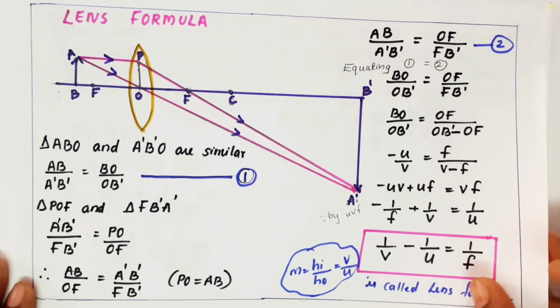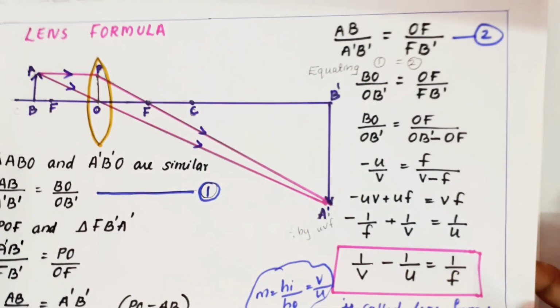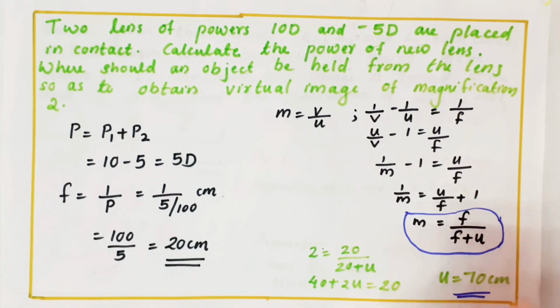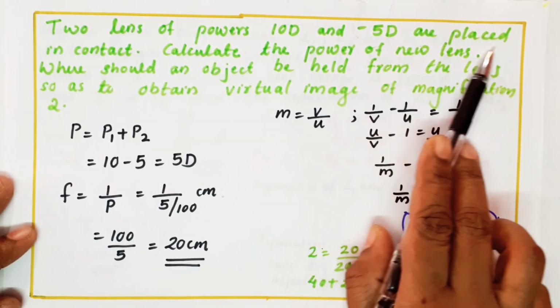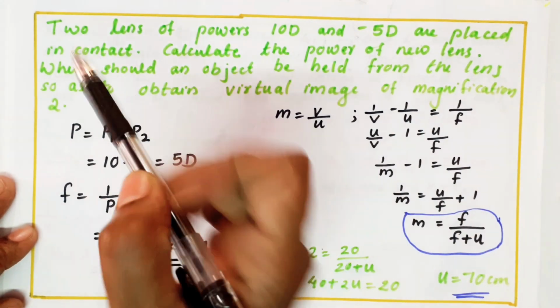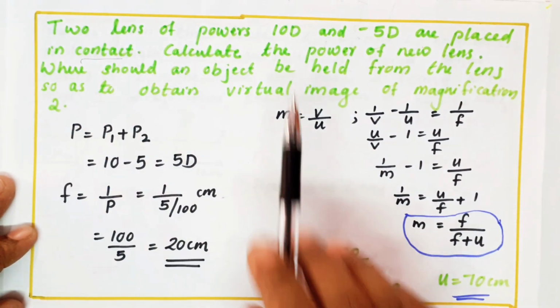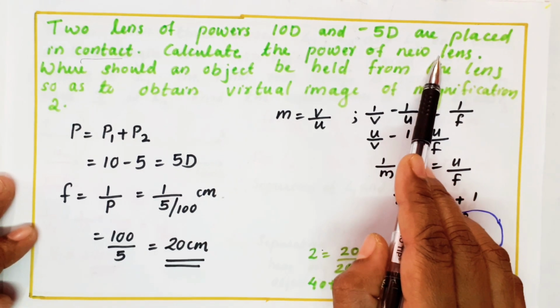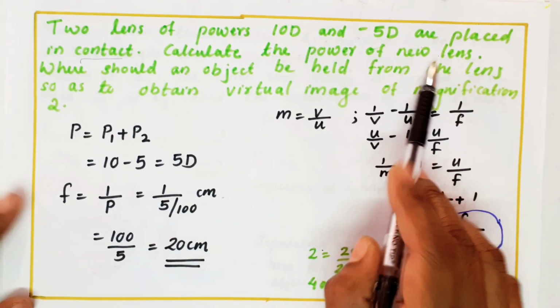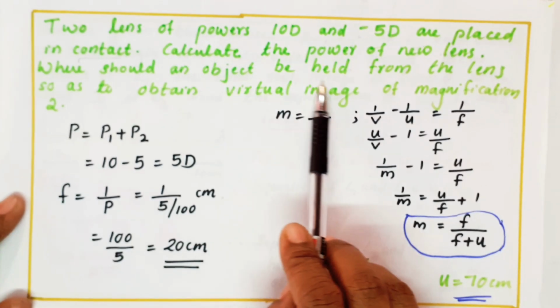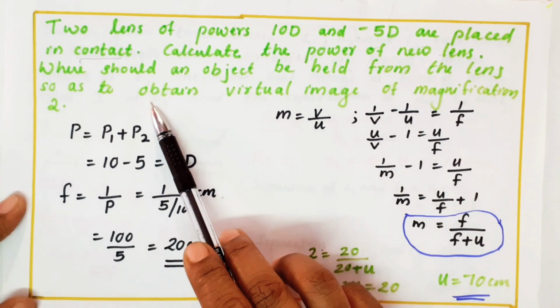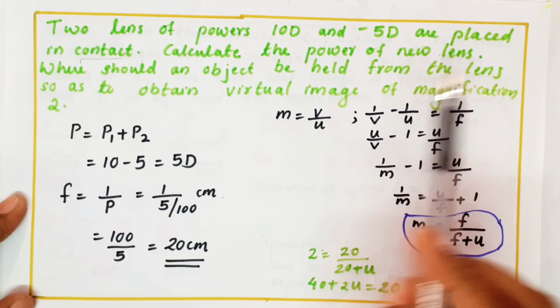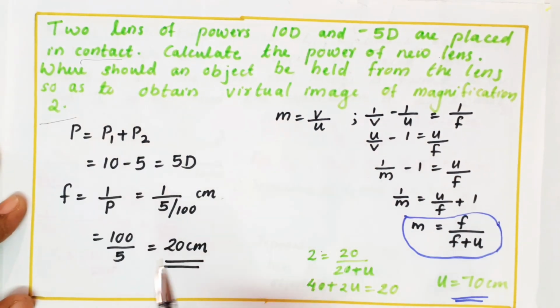So in this section I discussed power of the lens, lens in combination, and the lens formula. I am giving two simple questions. Two lenses of power 10 diopter and minus 5 diopter are placed in contact. So no problem, contact only. Calculate the power of the new lens. Then where should an object be held from the lens so as to obtain a virtual image of magnification 2?